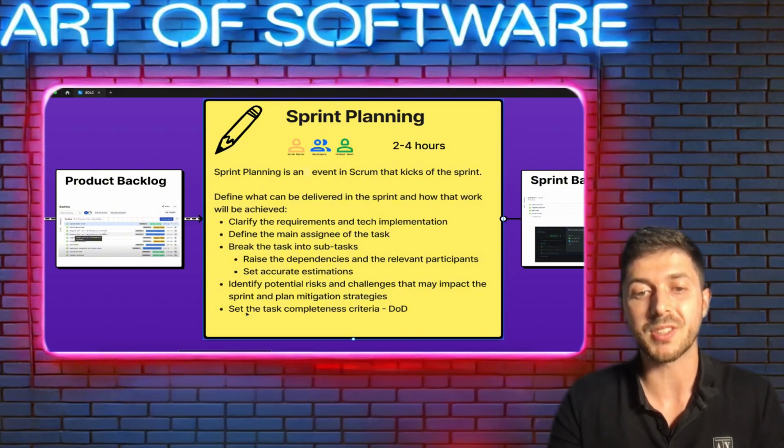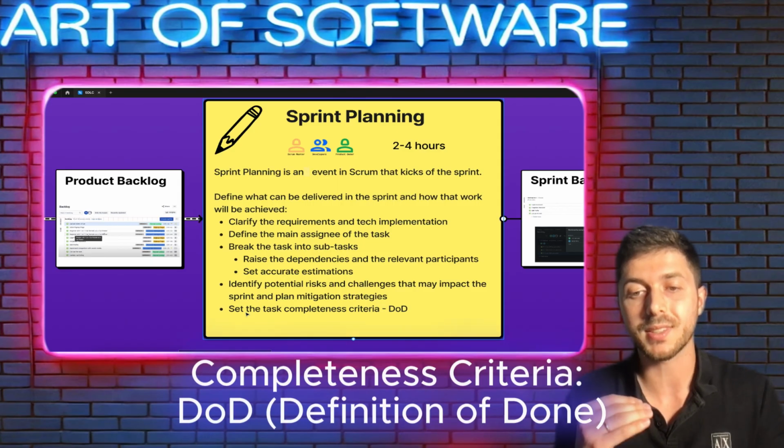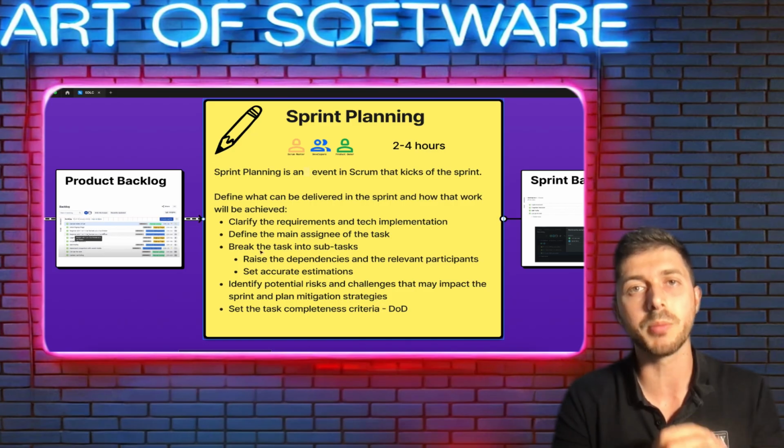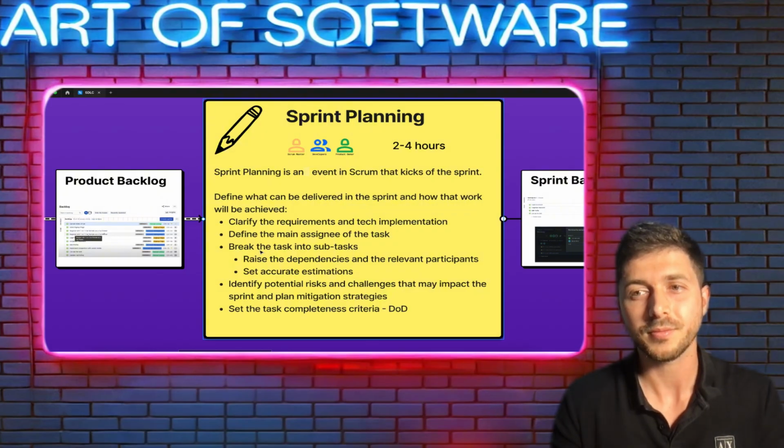And the final step is to set the completeness criteria, DOD. It is defined as the definition of done. And when we discuss the engineering processes, we'll talk about the definition of done. This is one of the main topics. So in a few minutes, it will be clear what the meaning of it is.